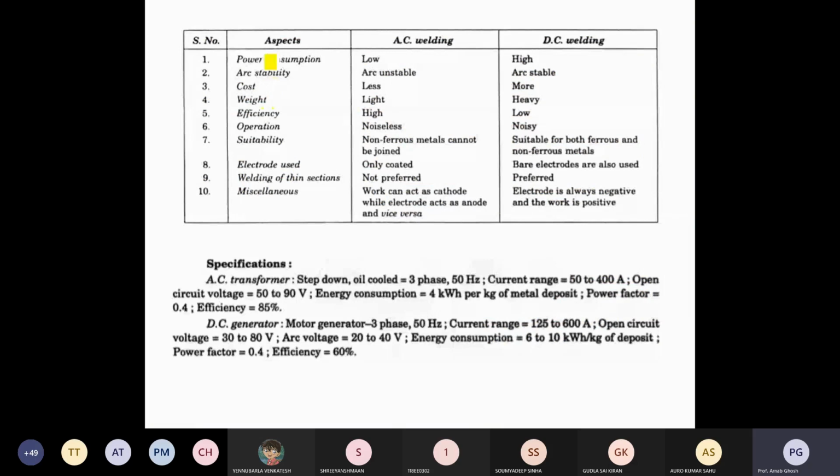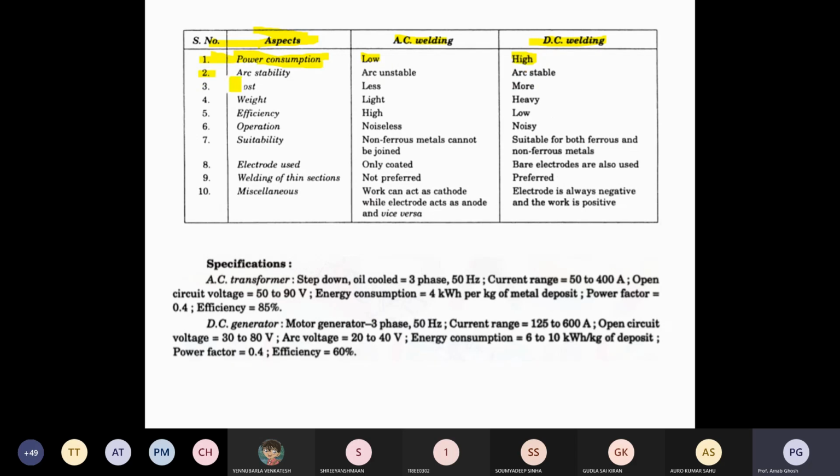Then here we have a comparative discussion about AC welding and DC welding. What are the most important features of AC and DC welding? The first point is based on power consumption. In terms of power consumption, which one is lower? AC welding is lower, while you can observe high power consumption in DC welding.